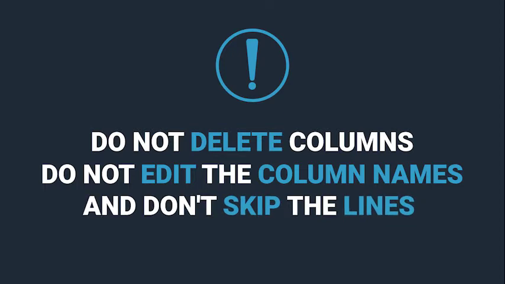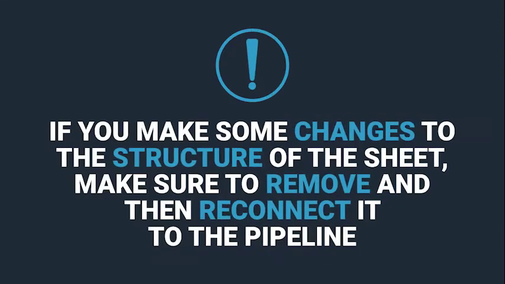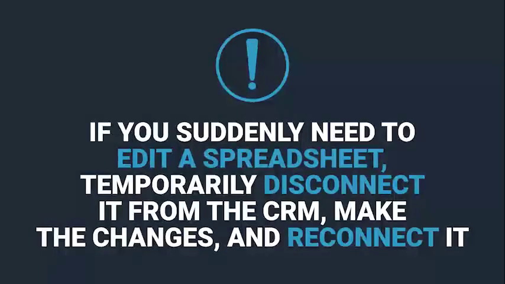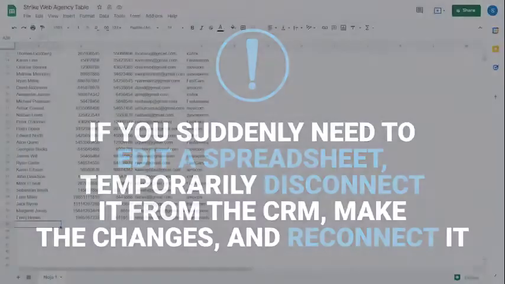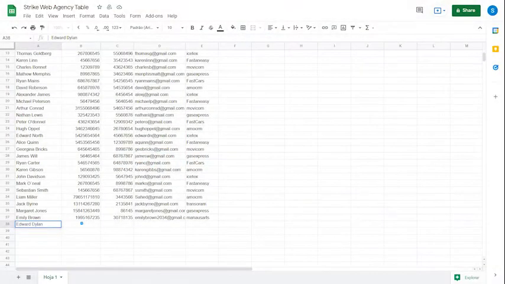Now, there's another way we can mess this up. Changing the structure of the columns after the sheet has been integrated with the pipeline can lead to unsuccessful data import. If you make some changes to the structure of the sheet, make sure to remove it from the pipeline and then reconnect it back. If you suddenly need to edit a spreadsheet, simply temporarily disconnect it from the CRM, make the changes and reconnect it. So let's add a lead to our spreadsheet and see how this works in action.